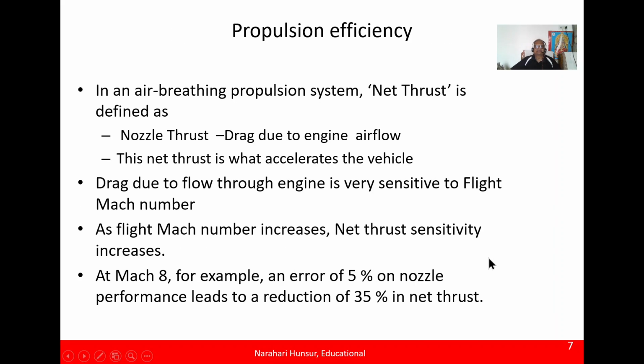In an air breathing propulsion system, net thrust is what we are interested in. Net thrust is defined as nozzle thrust, that is thrust produced by the nozzle, minus the drag due to flow inside the engine. Net thrust is what accelerates the vehicle. Drag due to flow through the engine is very sensitive to flight Mach number. As flight Mach number increases, net thrust sensitivity also increases faster. For example, at Mach 8, a small error of 5% in the nozzle performance leads to a reduction of 35% in the net thrust. So nozzle design becomes an extremely critical part as Mach number increases.